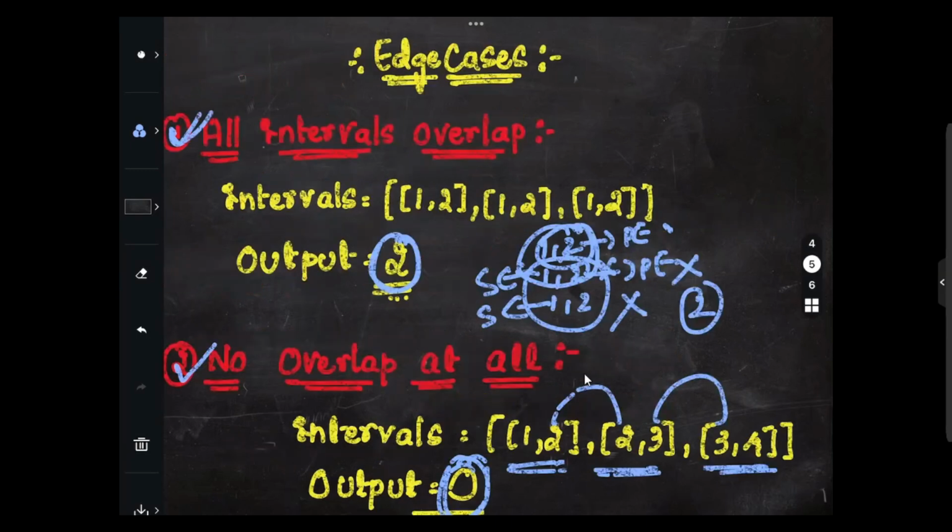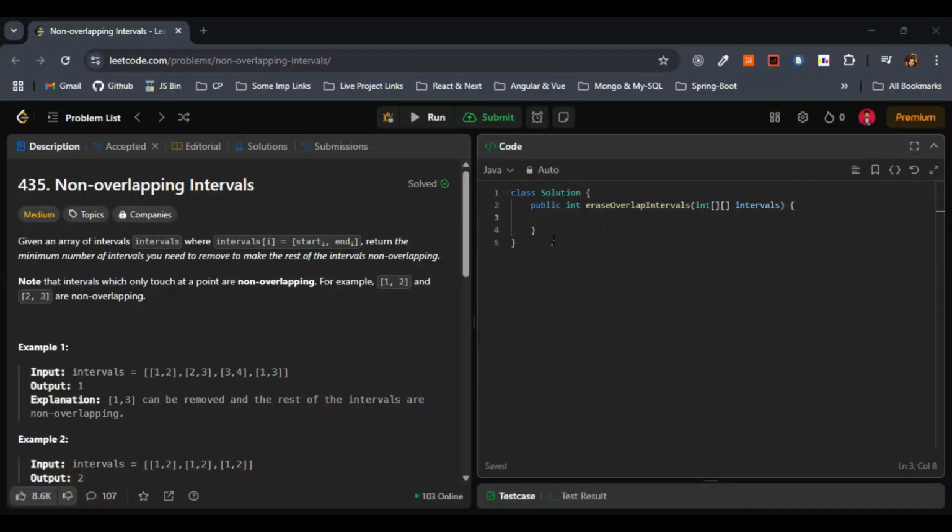Now we are completely familiar with the edge cases as well as the approach, so we are good to write the code. Let's start writing the code. The first step is the edge case: if there are no intervals, then we have to return 0. We have already discussed this while discussing the edge cases. So I'll write a simple if condition: if the length of the intervals is 0, then we return 0.